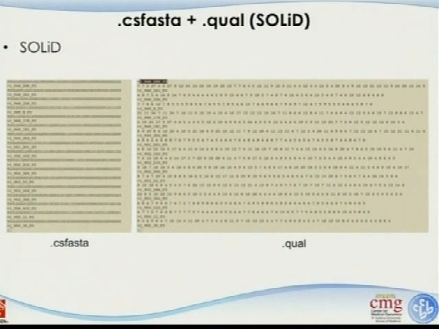And this is for SOLiD data. It's another format. So everything here is the initial sequence, and actually they store the quality information in a separate file. So you really need to have the code to do this type of conversion. Okay?